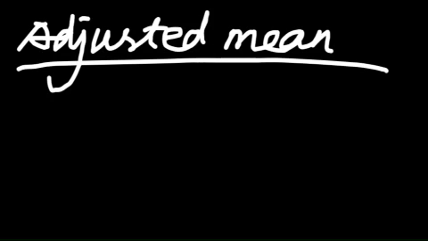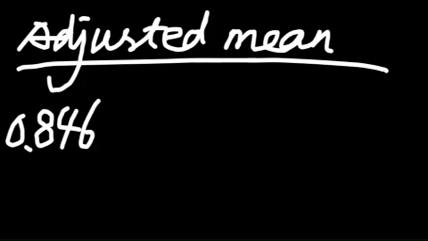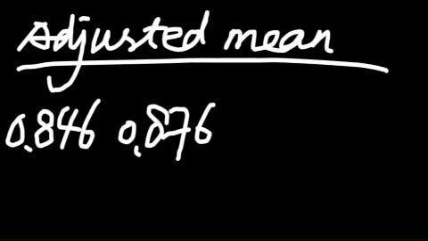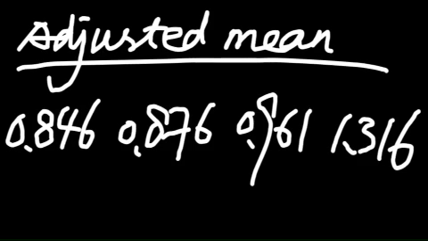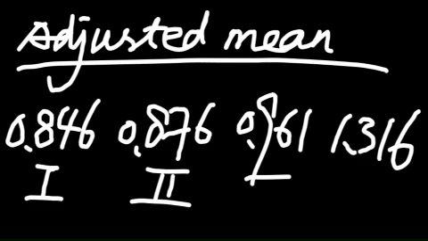For the adjusted mean, if you look at the question, it says not percentage, and all calculations in 3 decimals. That means this is your final answer for question 3 in problem 6. Please do not convert that into the index with percentage. And then you can find that our adjusted mean is 0.846, 3 decimals, 0.876, 0.961, and 1.316. This is for the first quarter, second quarter, third quarter, and the fourth quarter.